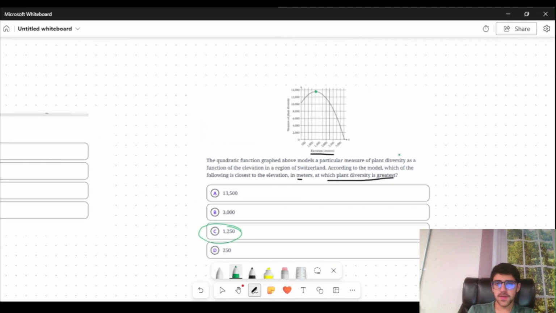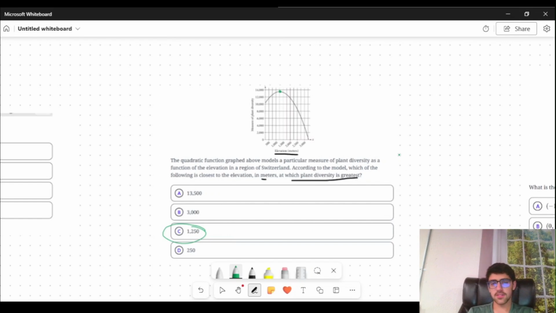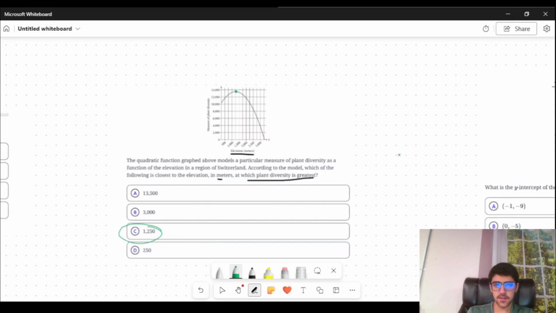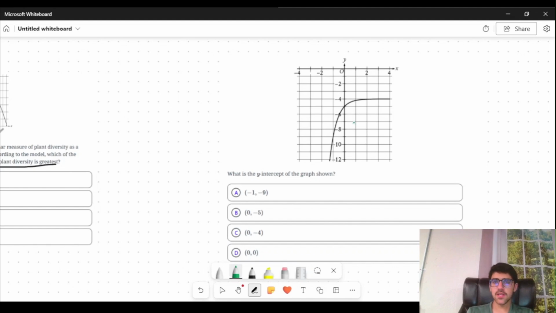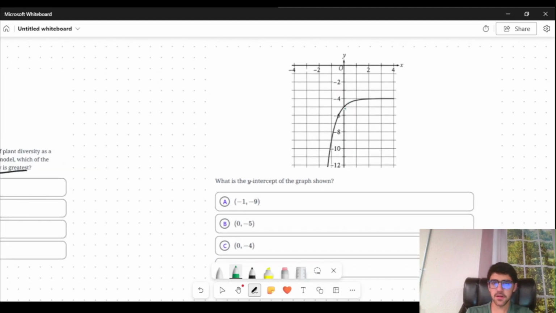For the easy questions, it's pretty simple. Most of them you could do instantly, either in your mind or in Desmos. And this one asks, what is the y-intercept of the graph shown? So this is an example of just applying the linear concepts from the algebra domain. You learned the y-intercept is when x is 0. So when x is 0 right here, you just draw a line if you want.